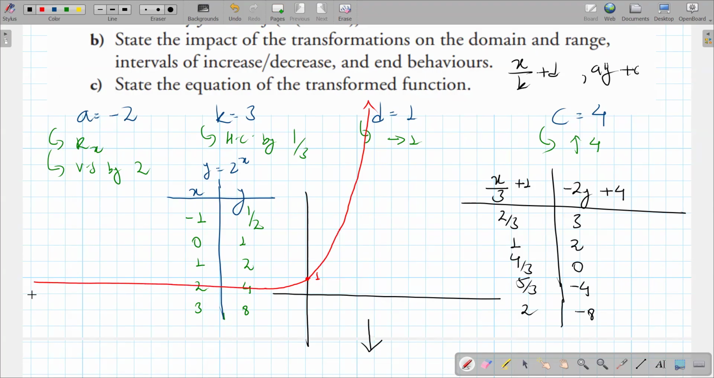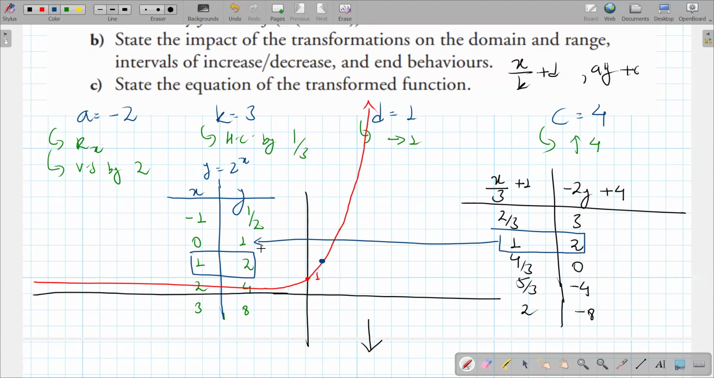Now our transform function, what's a good point for our transform function? We have 1 and 2. I guess let's use that. 1 and 2. Notice how that point is unchanged. It's not the same point, but it's just that point happened to be on both curves. That point actually comes from 0, 1. Okay, next one, 4/3 is 0. Right here. Next one, 5/3, negative 4.